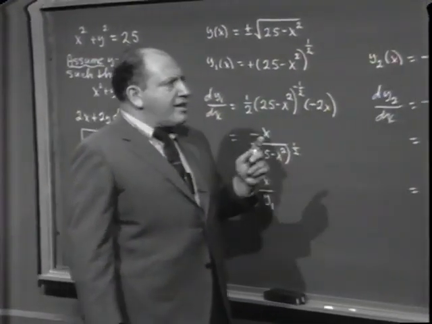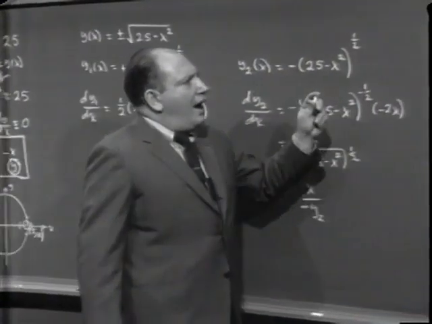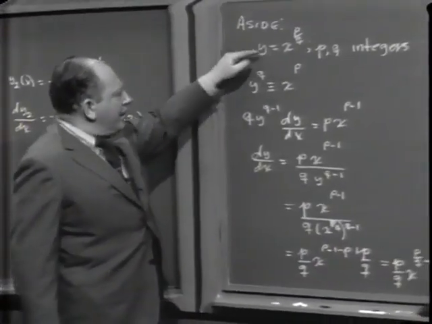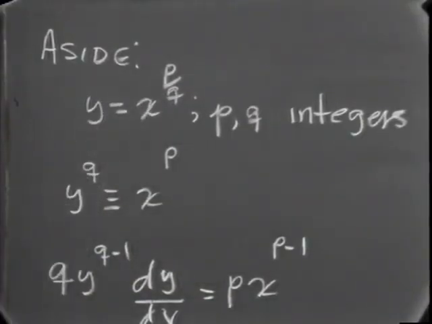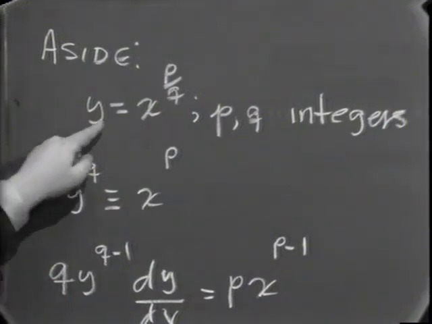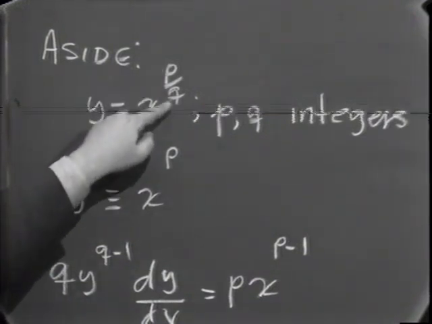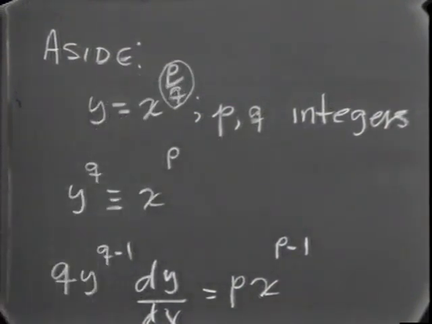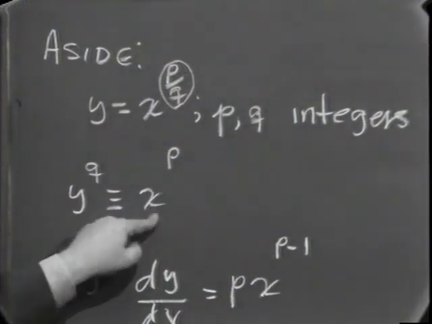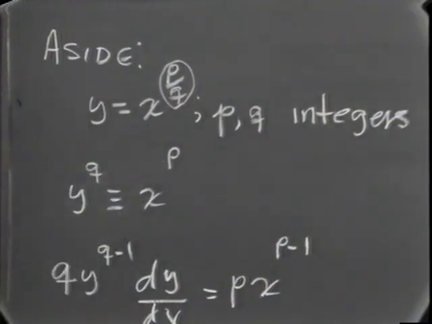I would like to make one aside over here. You may recall that we learned in one of our previous lectures that by inverse functions we can differentiate things like x to the 1/2, x to the 1/3. This generalizes very nicely and very simply in terms of implicit differentiation. Namely, suppose you have y equals x to the p over q power, where p and q are integers. In other words, your exponent is now a fraction. Raise both sides to the qth power, and you get y to the q equals x to the p.